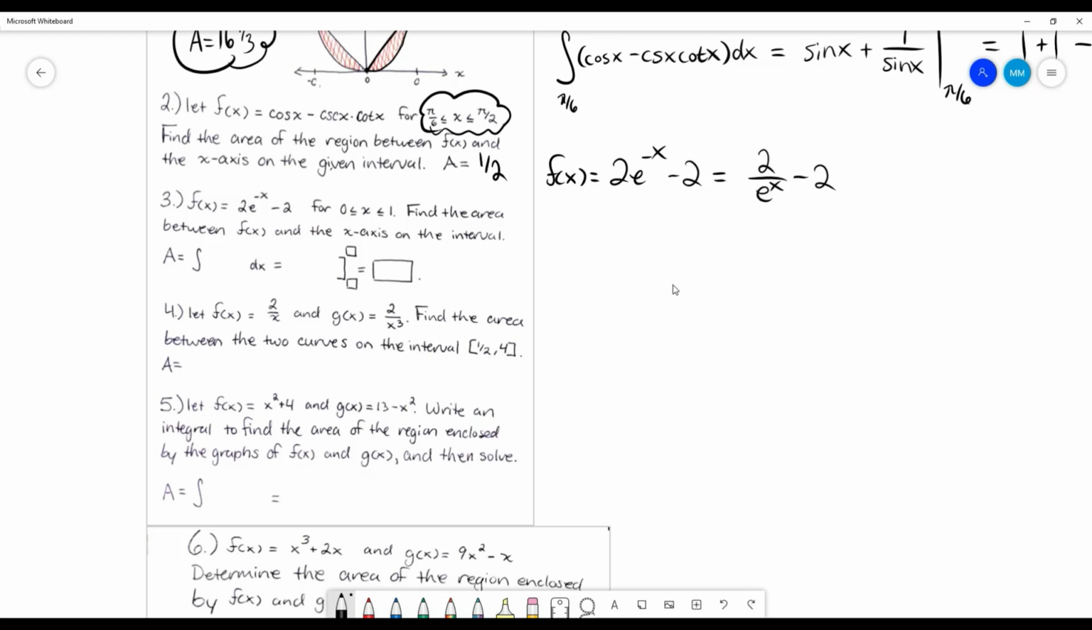making this whole thing negative, which tells us the entirety of this is under the x-axis on the interval provided, which means, once again, we can go ahead and take the integral, and this time we recognize that it's going to give us a negative area, so we just have to turn that positive.